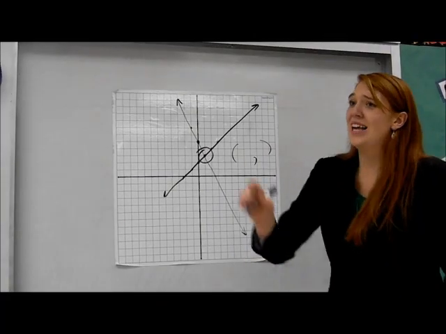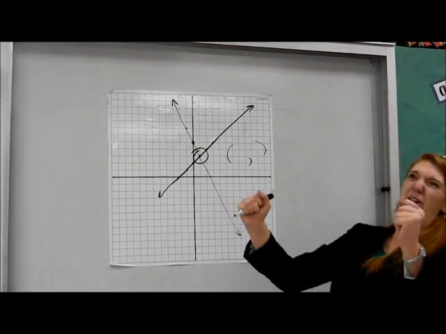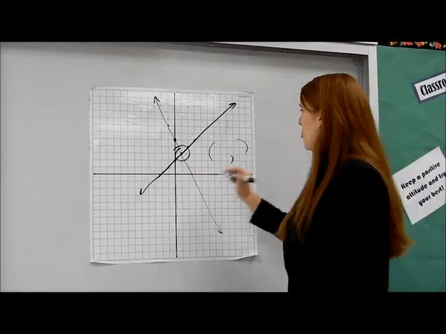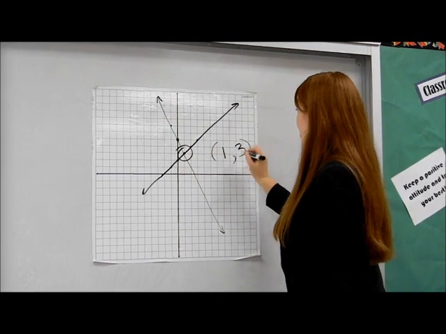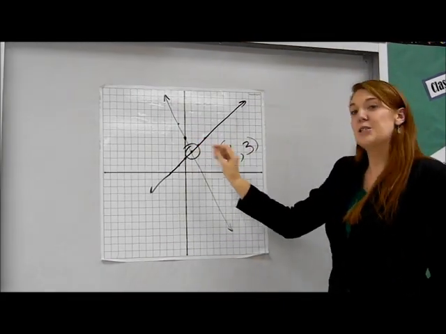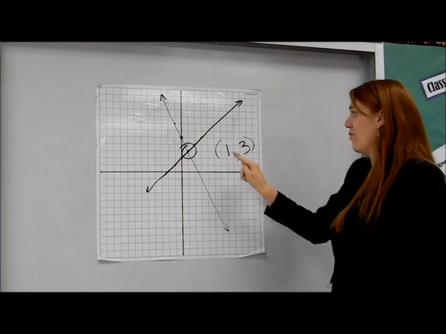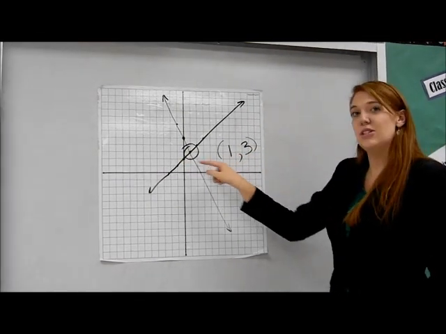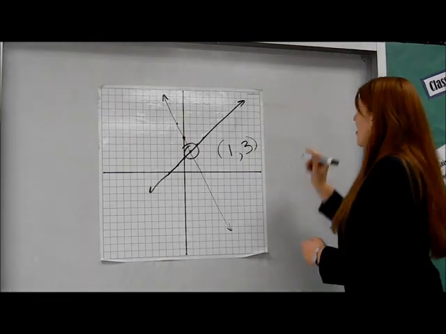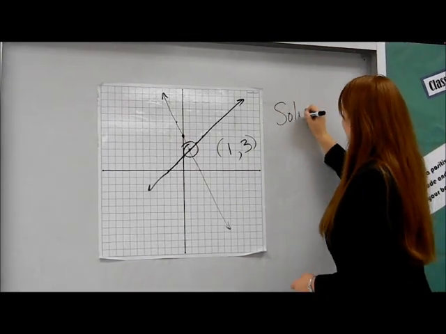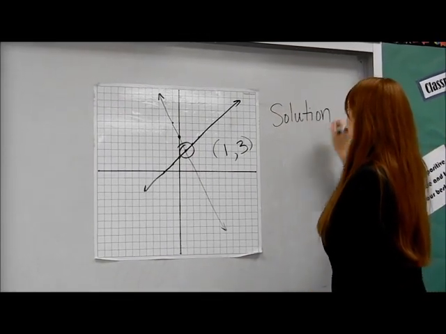Drew, I love enthusiasm. Isn't math great? Exactly. Our point is 1, 3. So both of these lines pass through the point 1, 3. Which means if I plug in 1 to either of these equations, I'll get out 3. So that is our solution to this system.